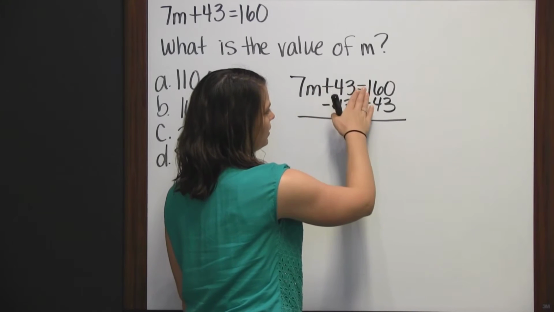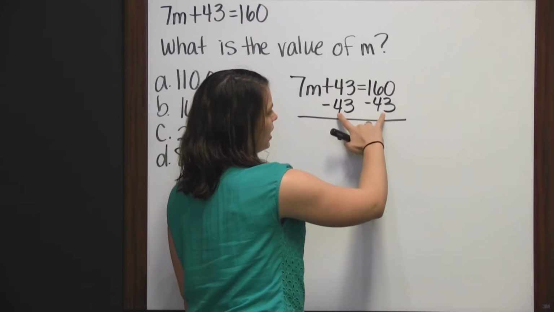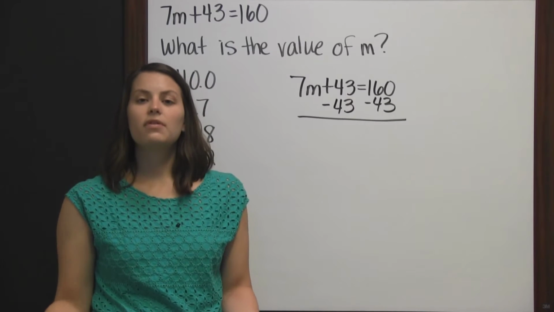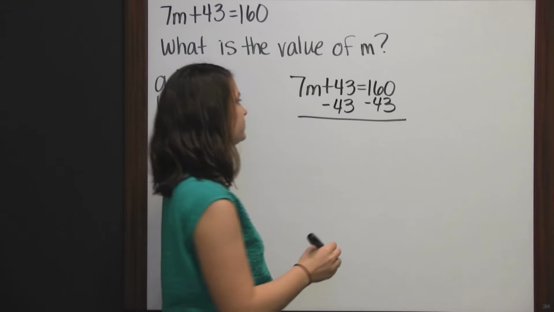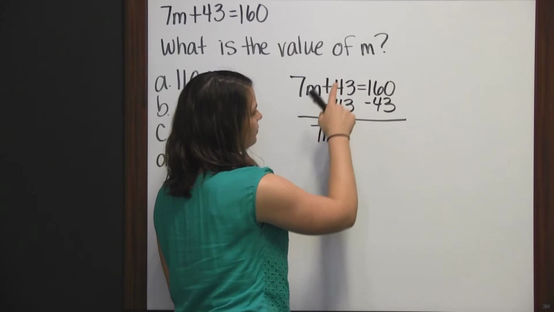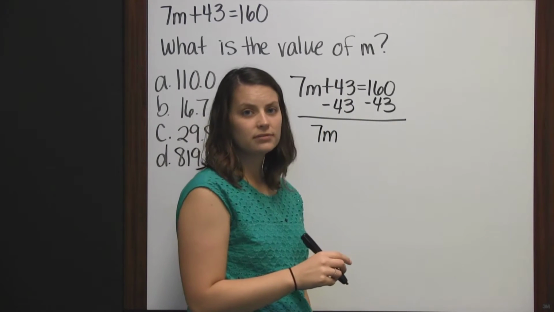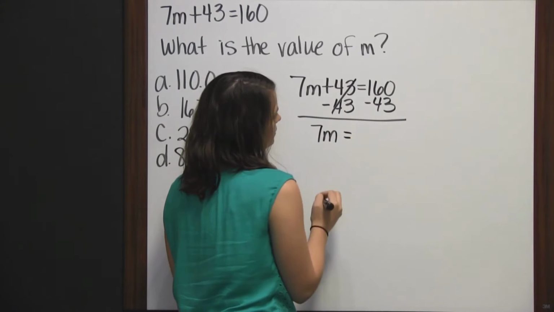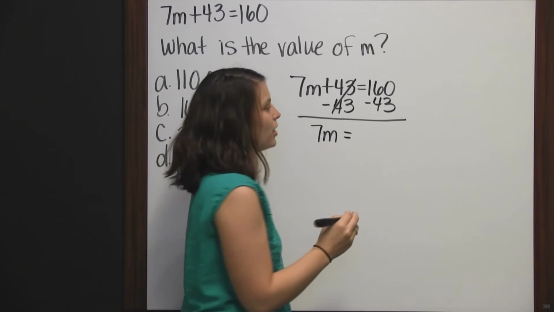If you have something that's equal to something else, and you take away the same amount from both of those things, then they'll still be equal to each other. So we bring down the 7m. Positive 43 minus 43 is 0, so those cancel. And we bring down the equals, and then we have to subtract.